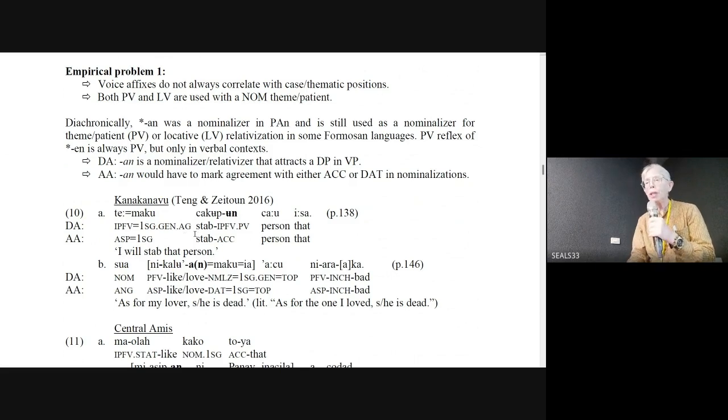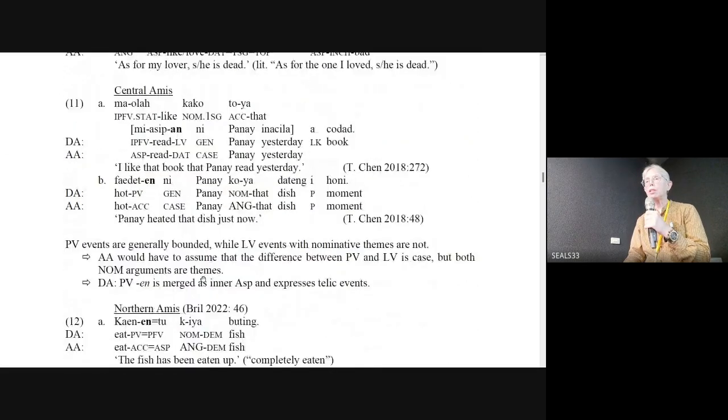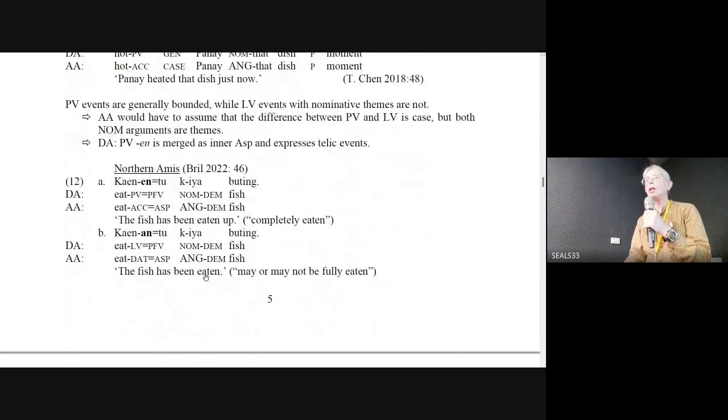So PV marking in verbal clauses in Kanakanavu is with un, which is the PV marker. It's cognate with in Tagalog. But in relative clauses, it's on. So the case agreement analysis would view on as agreement with a dative case feature, but the extracted element here is the direct object. It shouldn't have dative case. Then the Amis examples are the same.